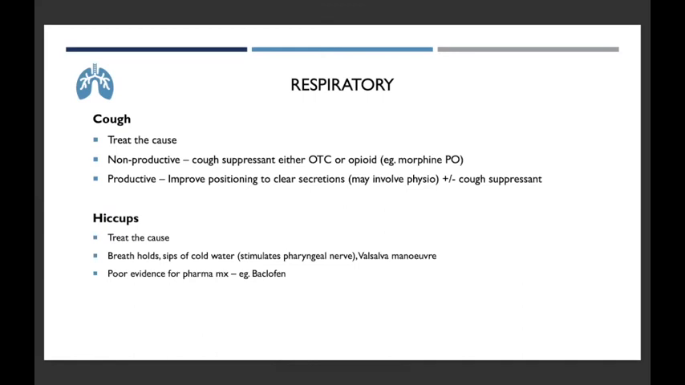Hiccups, as you probably know from experience, not much helps them. If there's a cause there, we can try to treat it. Otherwise, you can try things such as breath hold, sips of cold water, but there's not too much that's known to particularly work.